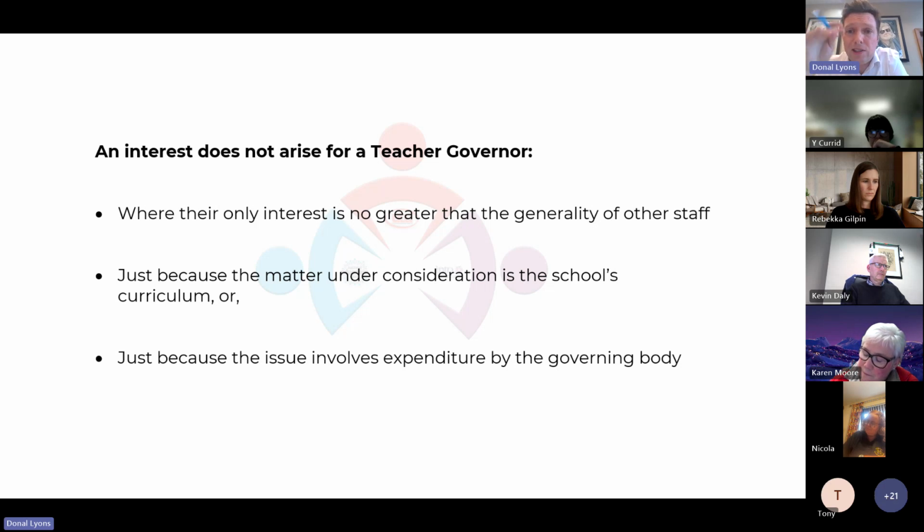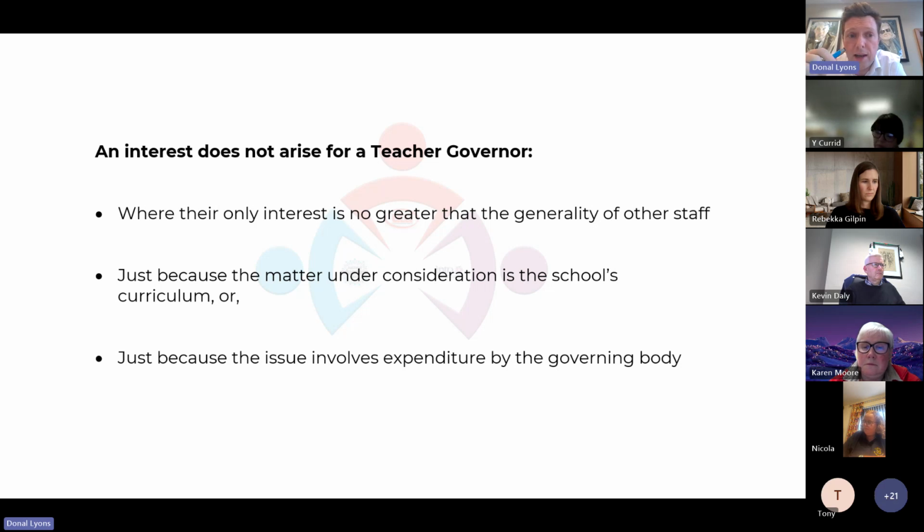However, this shouldn't be confused, because fundamentally, as a teacher governor, you are there by right. You are an equal governor. You have the same entitlements to participate in the meeting and to contribute to the meeting to the fullest possible effect. So don't be overcautious and withdraw from meetings just because you aren't certain about something. There are better ways of doing that. You should always ask yourself three questions. Is my interest in this greater, or is it just the same as the generality of other staff? Does this impact on me to a greater extent than my colleagues, or is it just a general interest?